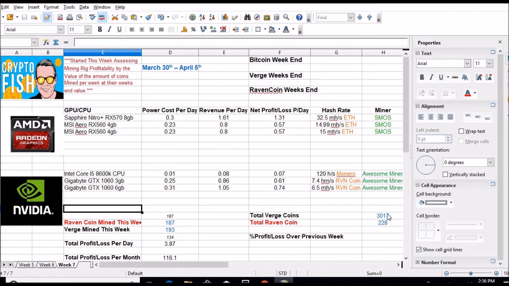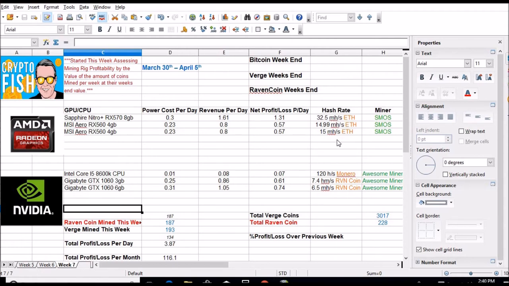Total Verge coins mined, 3,017. It's actually a little more than that, but once I cash out, I'll add that. Total Raven coin, which I've only been doing for 5 days now, 228 coins. So they're pretty close, 193 Verge this week, 187 Raven. Not too bad.